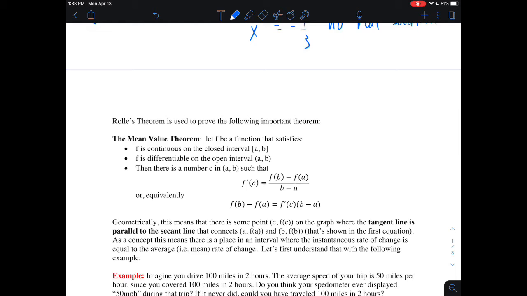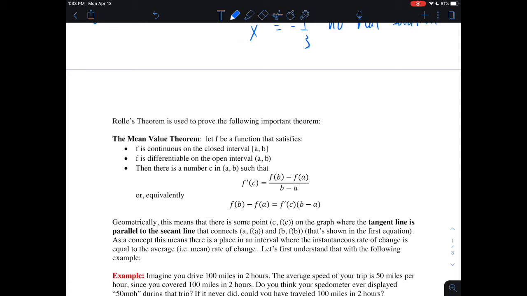The mean value theorem states, let f be a function that satisfies the following. f is continuous on the closed interval [a, b], and f is differentiable on the open interval (a, b). Then the conclusion to the theorem says this: there is a number c in (a, b) such that f prime of c is equal to f of b minus f of a divided by b minus a, or we could also rewrite that as f of b minus f of a is equal to f prime of c times b minus a.